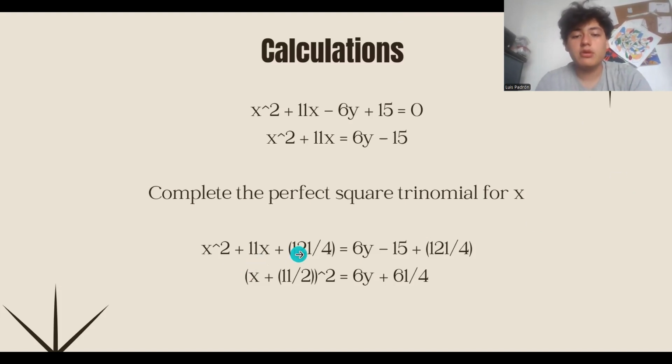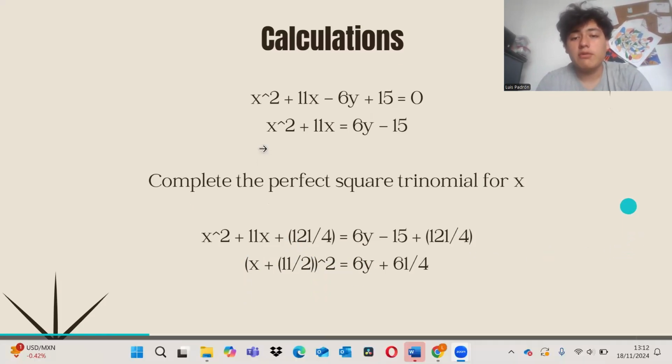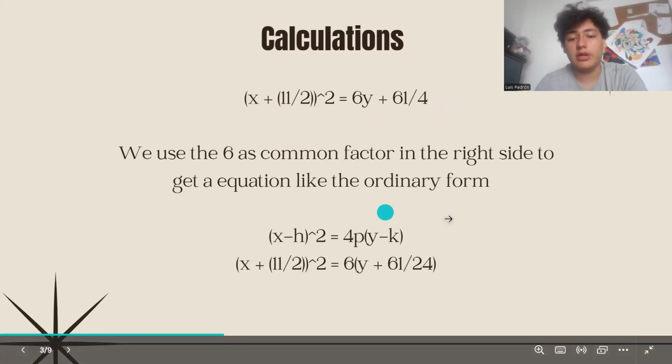And now we can simplify the perfect square trinomial for x, ending in x plus 11 halves squared. Now, what do we have to do? We have to factor out the common factor in the y terms and the 61 over 4, the common factor being 6. And now we have an equation that looks a lot like the ordinary form, that is, x minus h squared equals 4p times y minus k. And now we can compare it with our case.